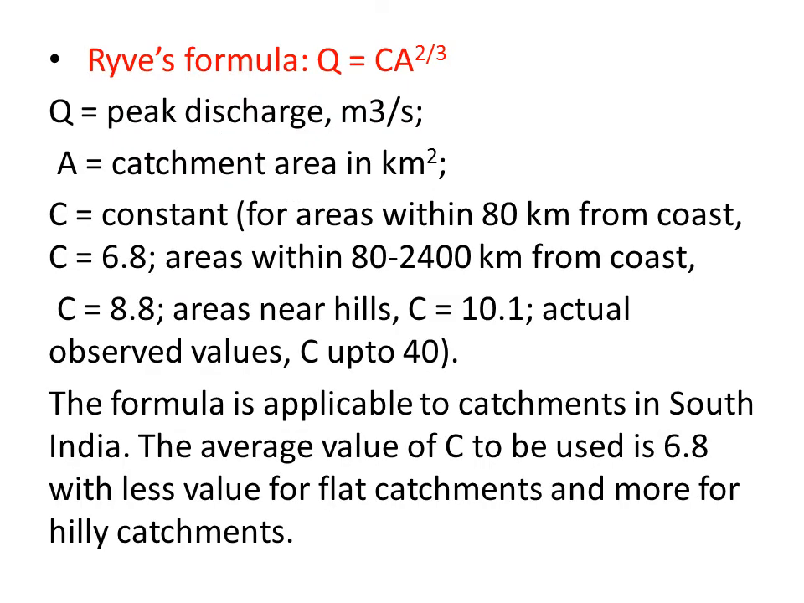And another empirical formula being used is Rice formula, where Q equal to C into A to the power 2 by 3, where Q equal to peak discharge in meter cube per second, A is catchment area in kilometer square, C a constant: for areas within 80 km from the coast, C equal to 6.8, areas within 80 to 2400 km from the coast, C equal to 8.8, areas near hills, C equal to 10.1, actual observed values of C are up to 40. The formula is applicable to catchments in South India. The average value of C to be used is 6.8, with less value for flat catchments and more for hilly catchments.